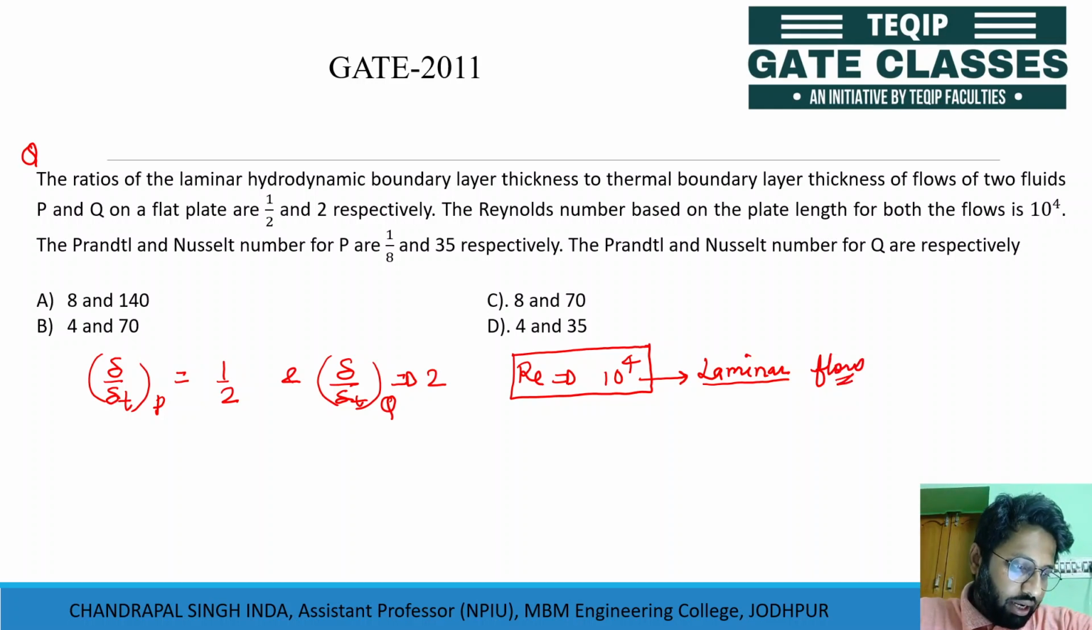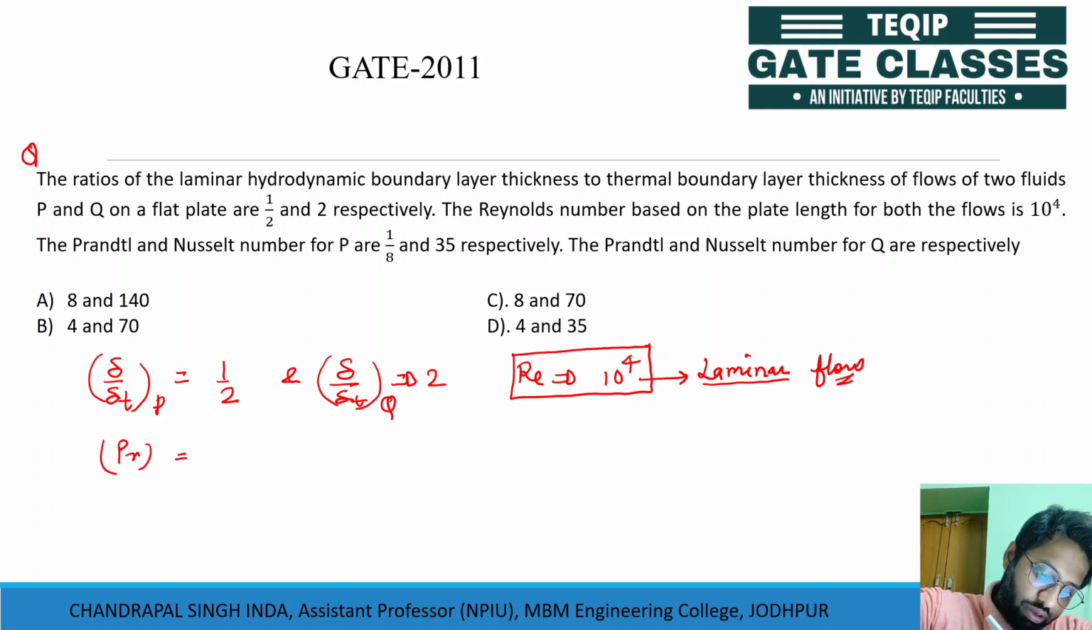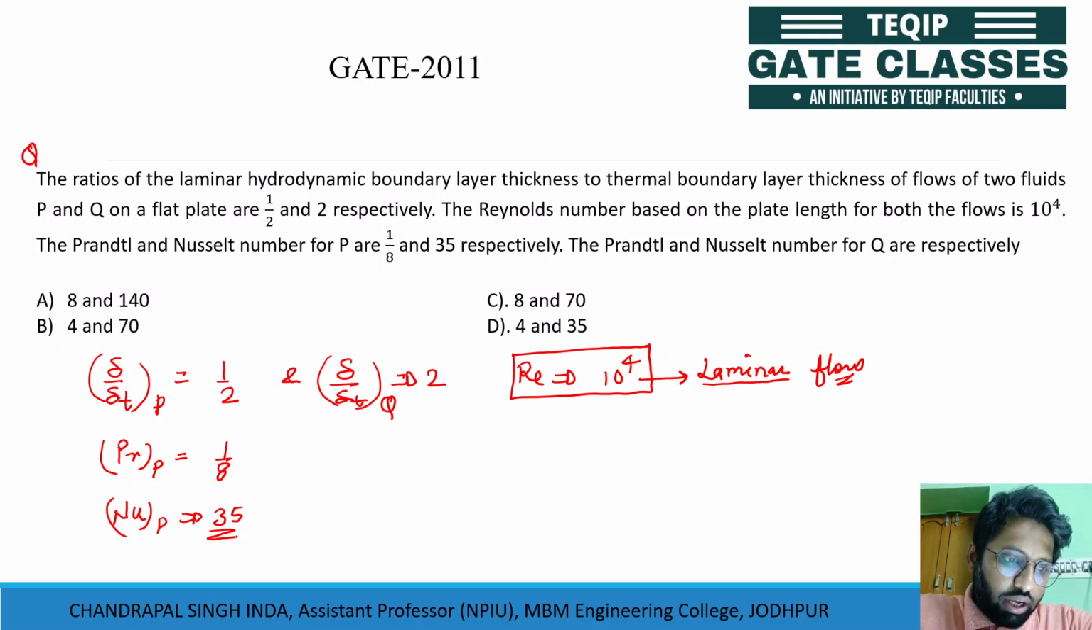The Prandtl number for P is 1 by 8 and the Nusselt number for P is 35. So what is required is to find the Prandtl and Nusselt number for Q, respectively.